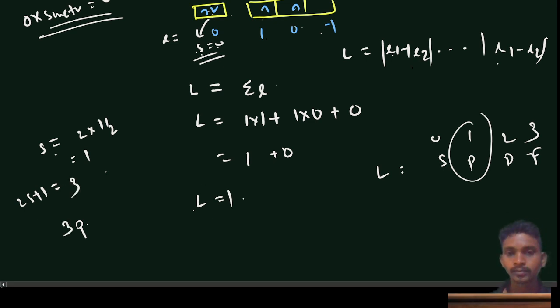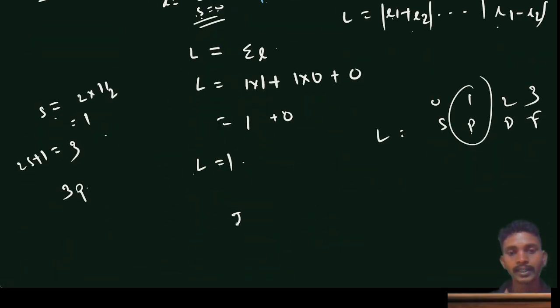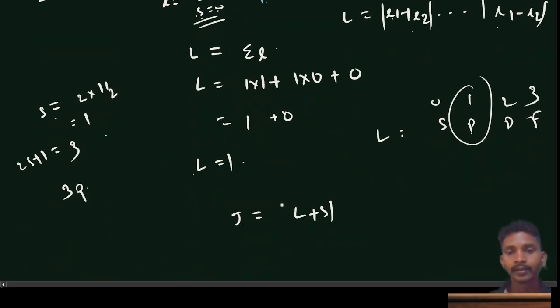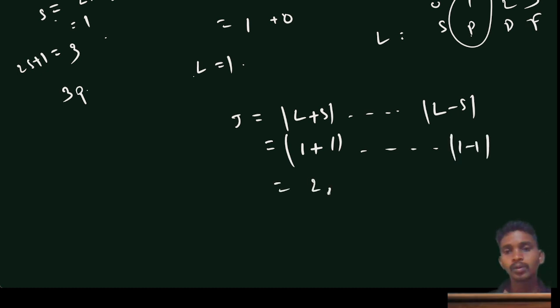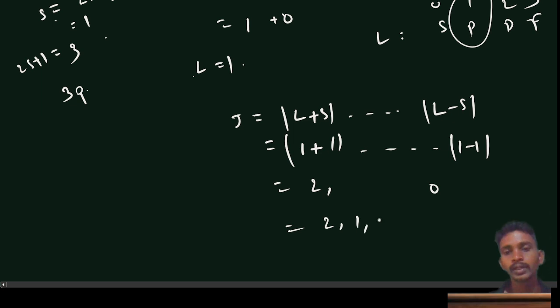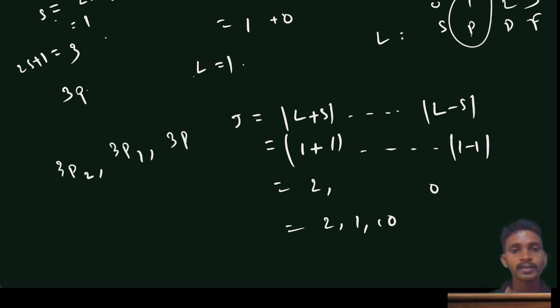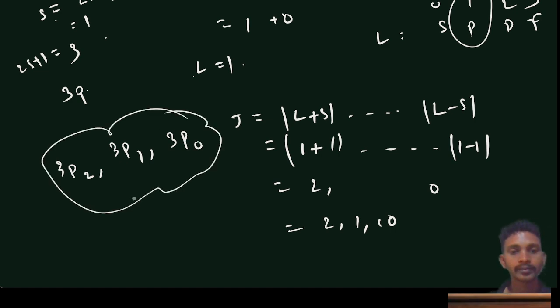Okay, now we want to calculate the j value, that is l plus s down to l minus s. So here l is 1 plus s is also 1, and l minus s is 1 minus 1, so that is 2 and 0, that is 2, 1 and 0. So this will be 3P2, 3P1 and this is 3P0. These are the term symbols.